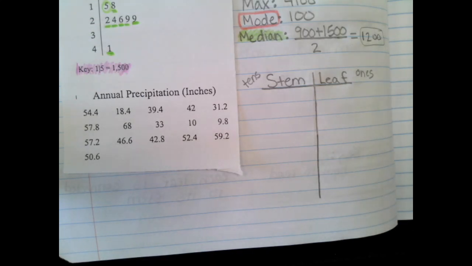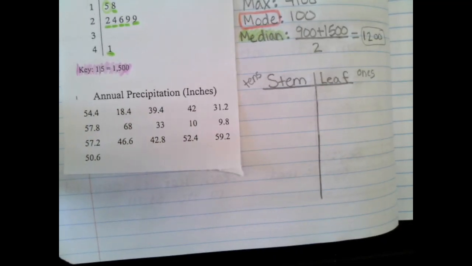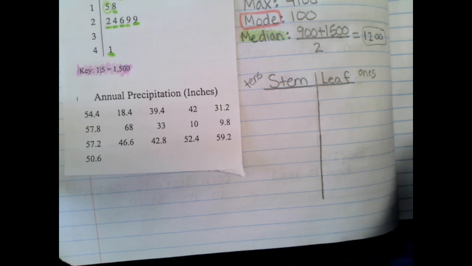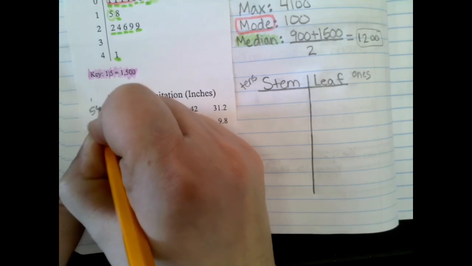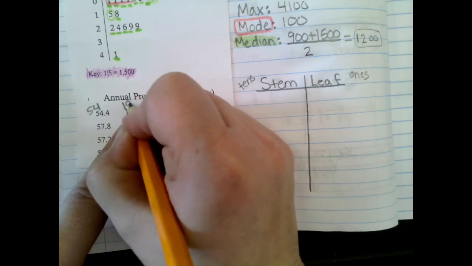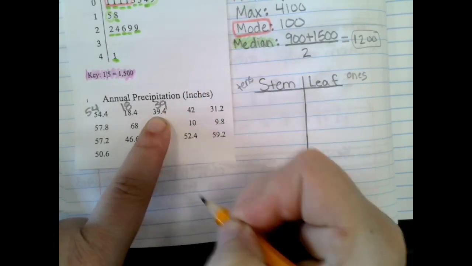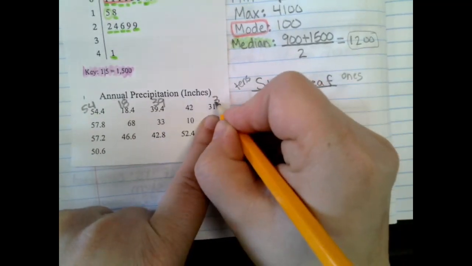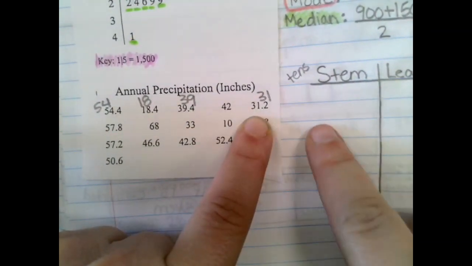Okay, so as we go through this, let's just round each of these really quick. Remember, if it's 0.5 or higher, we round to the next number. If it's lower than 0.5, we keep it the same. So 54.4, would that stay 54 or go up to 55? 54. So that's 54 now. 18.4, 18. 39.4, 39. 31.2, 31. Okay, so what we're doing right now is we're just rounding them to the nearest whole number so we can break it up into our stem and leaf.